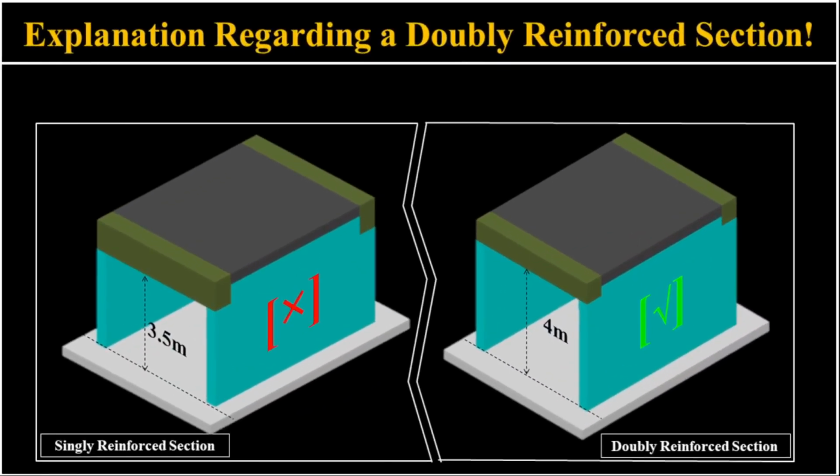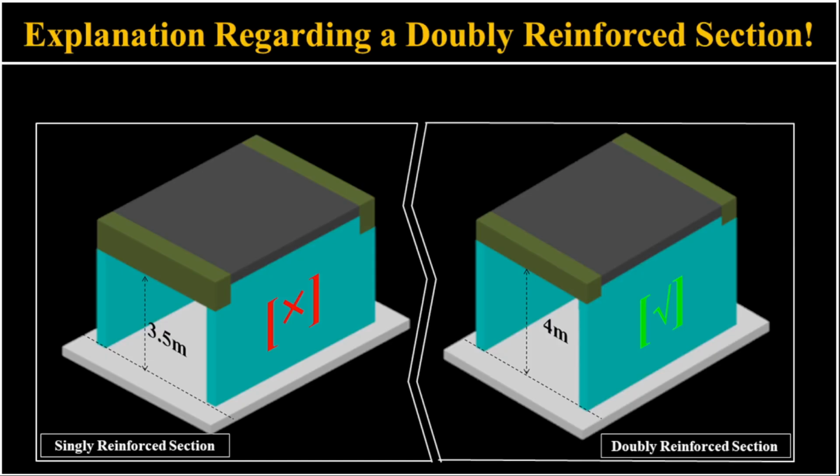Title of this slide is, Explanation regarding a doubly reinforced section. This slide illustrates a common scenario where a doubly reinforced section becomes essential for structural designers. We're looking at two potential designs for a small rail bridge deck spanning a road.